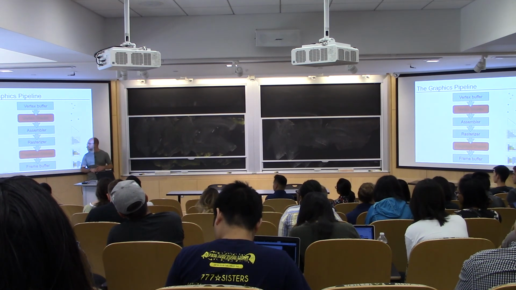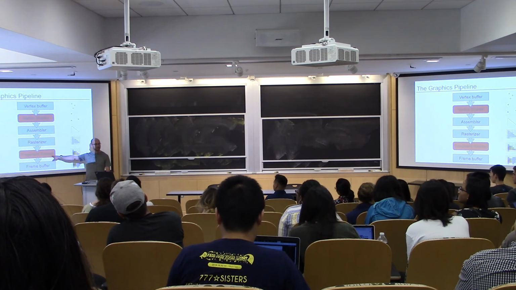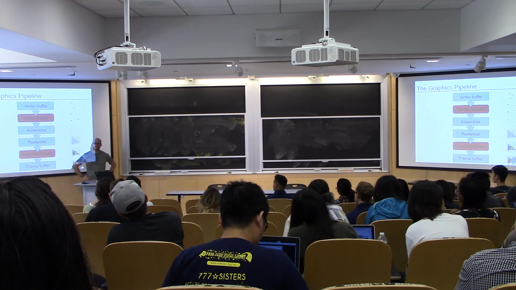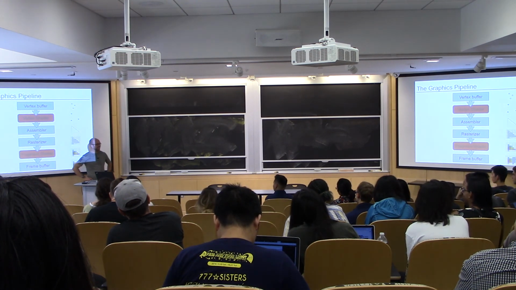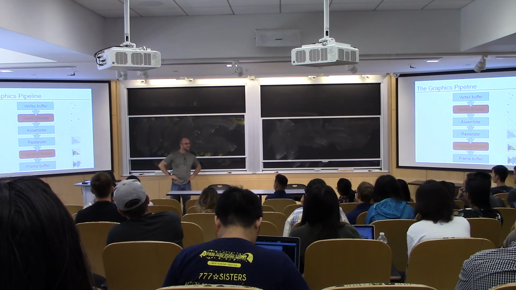Okay? Trivia fact. Let's say that I have a 100 by 100 image. How many times do fragment shaders get called? That's right, it's a trick question. The obvious answer would be 100 squared, right? One per pixel. But that's actually not true.